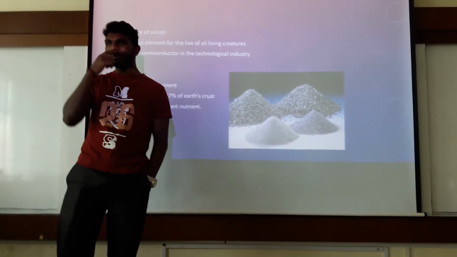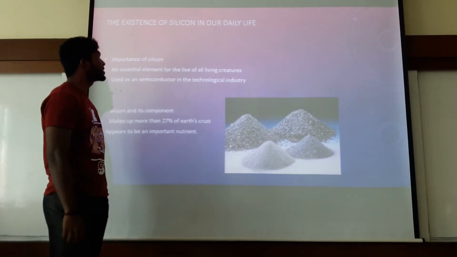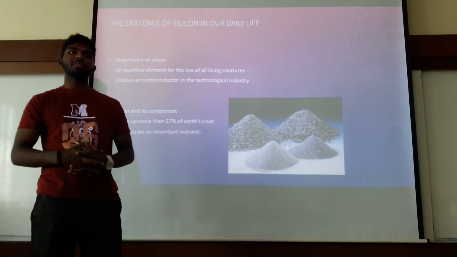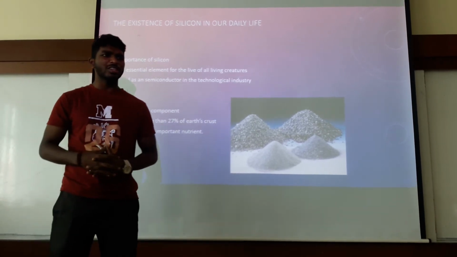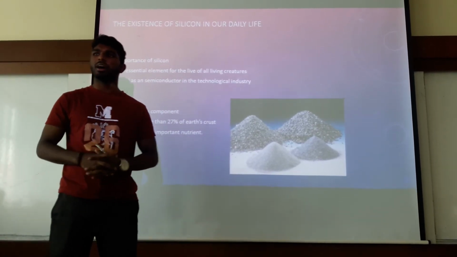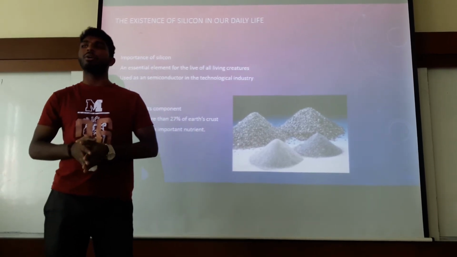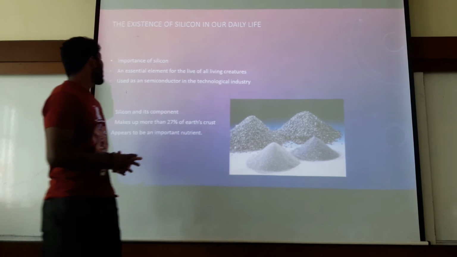Alright, good day everyone. Now I'm going to talk about the existence of silicon in our daily life. As we all know, silicon is one of the most abundantly found elements on Earth's crust. Like what Shan said earlier, aluminum is the third most, and silicon happens to be the second most abundantly found element on the Earth's crust.